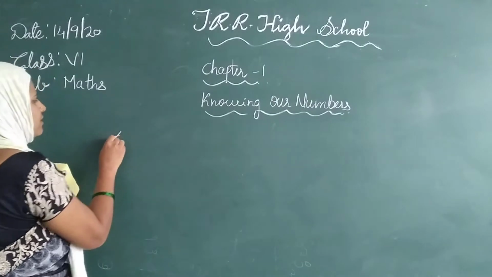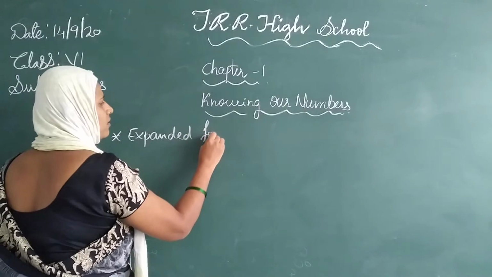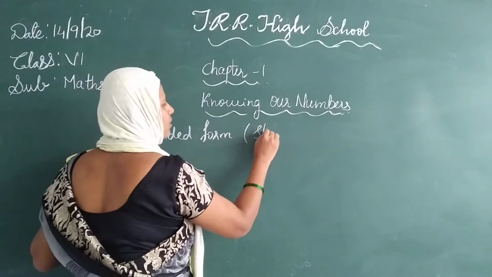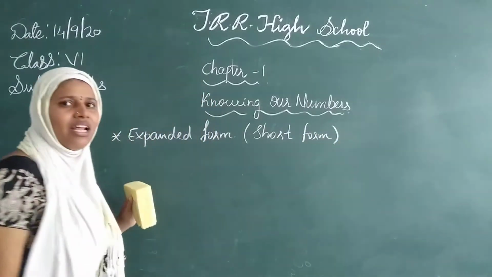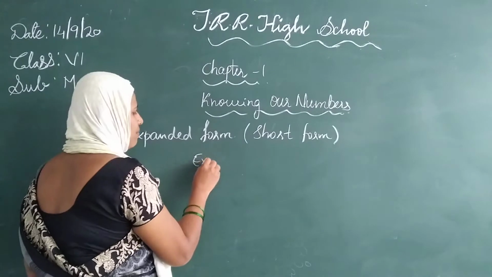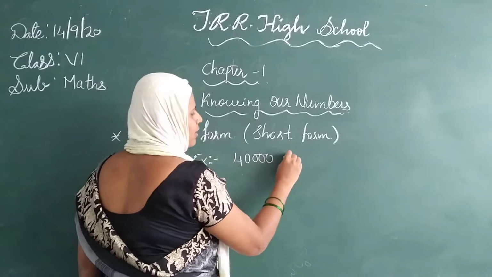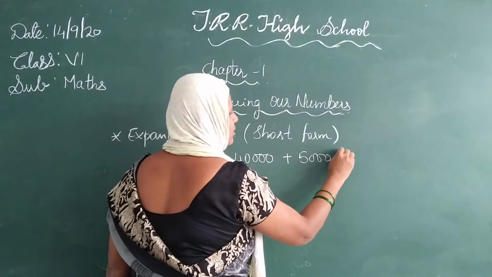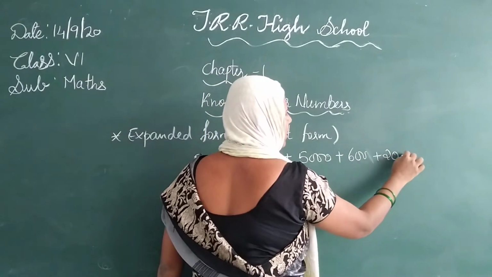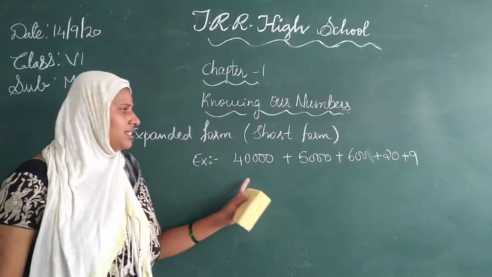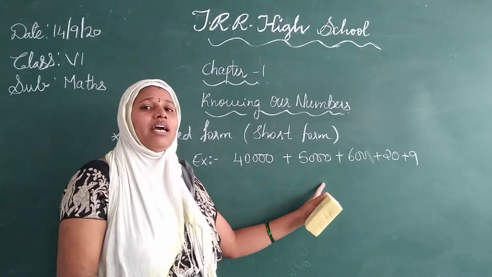The first one is expanded form, short form. Means we are writing the expanded form in the short form, as a number. So here I will take one example. 40,000 plus 5,000 plus 600 plus 20 plus 9. See, this is my expansion form. Already I have expanded the number. You have to write it as a number.